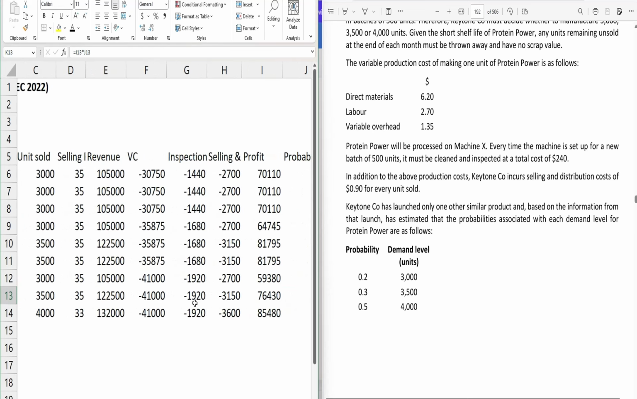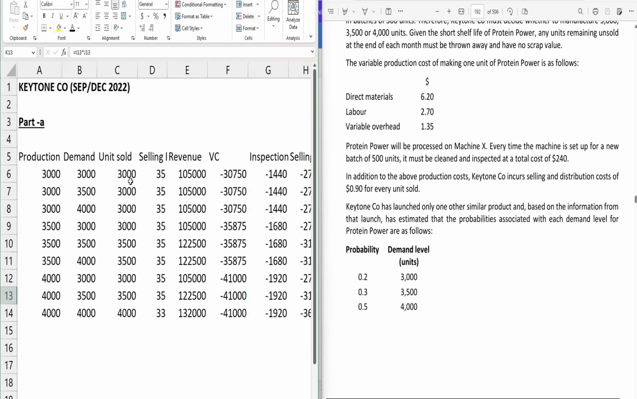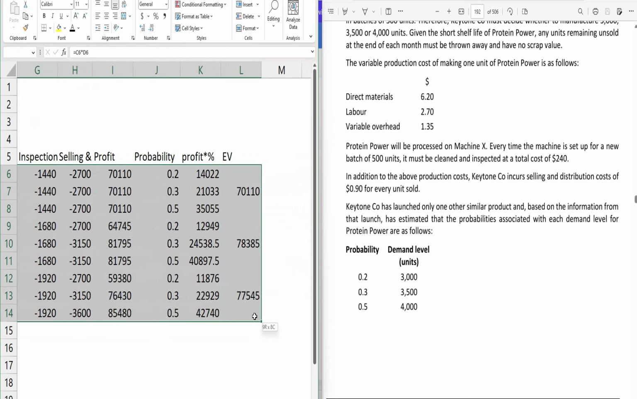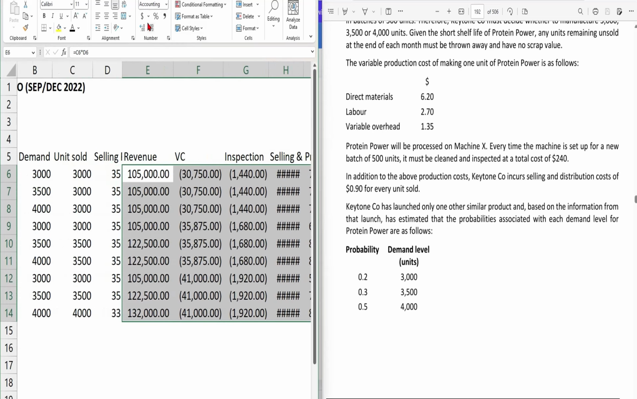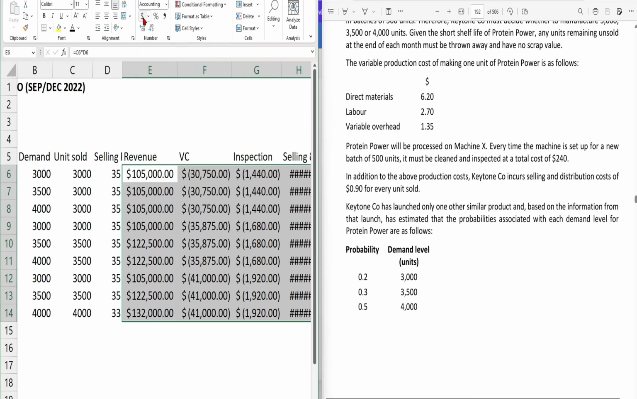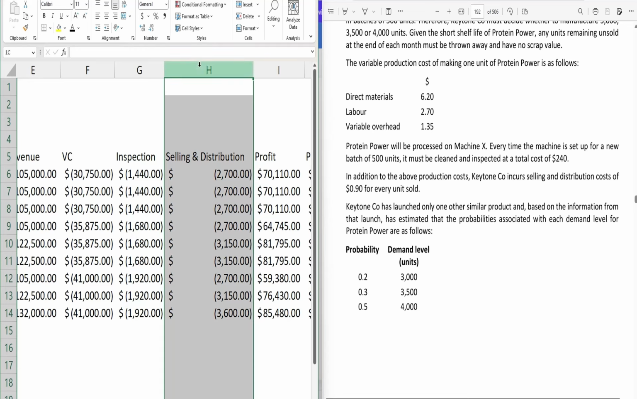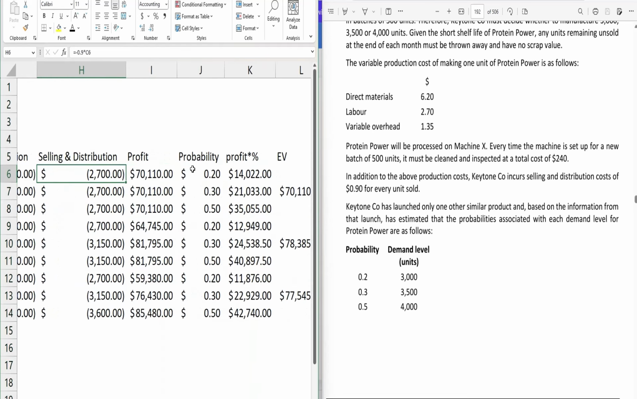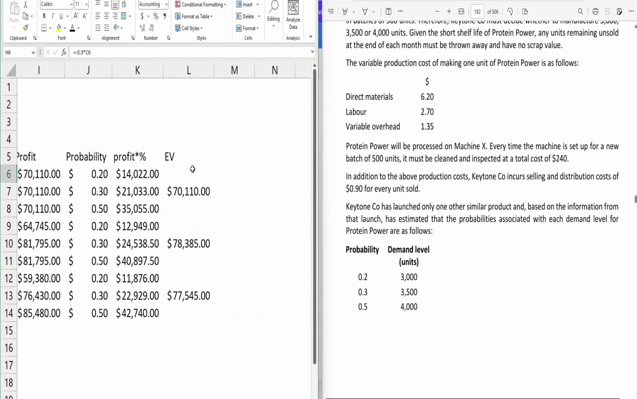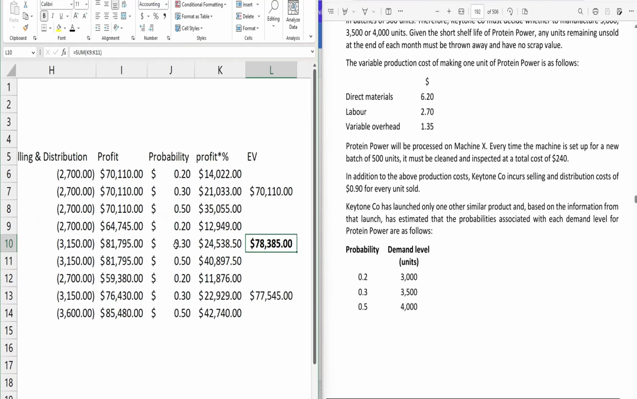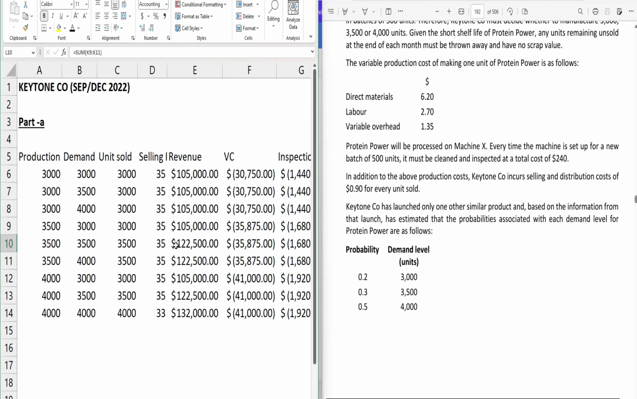As this is a monetary value, what you can do is just add a comma and put the dollar sign. Yeah, now it looks more professional. Okay, so what do you think? Out of these expected values, which one will generate the highest profit? It's 78,385. So what is the production unit? 3500. So we will go for 3500.